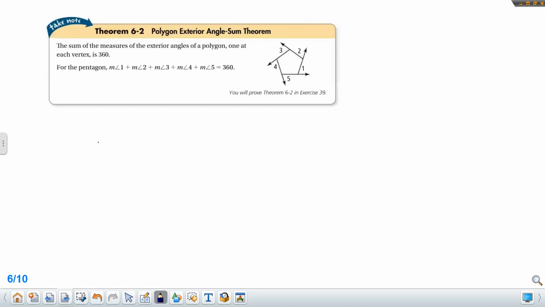But the third and last rule in this lesson: the sum of measures of exterior angles of a polygon equals 360. So by this rule, you can say the sum of measures of exterior angles of the pentagon is 360, of the triangle, 360, of the heptagon, 360, of the decagon, 360, and so on.